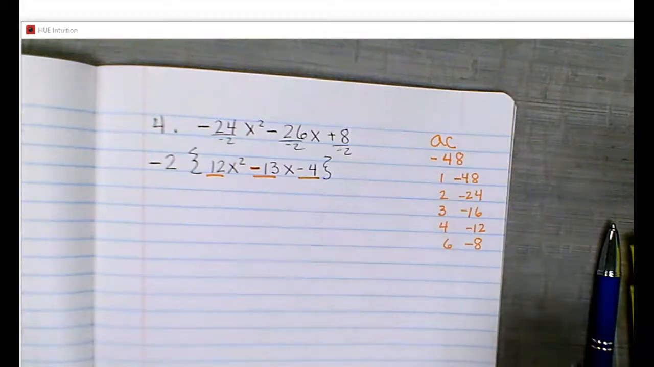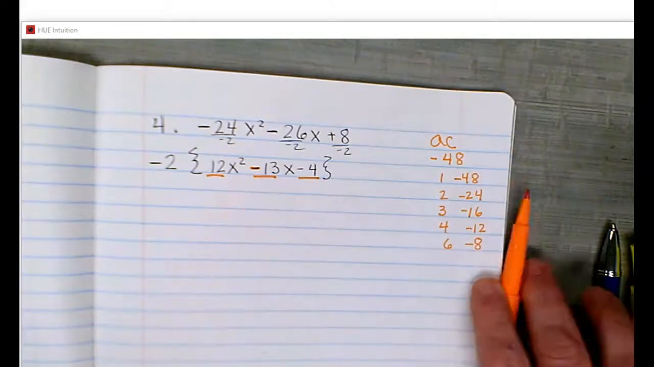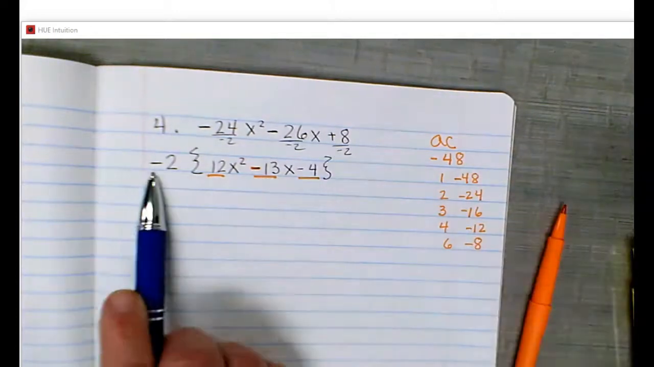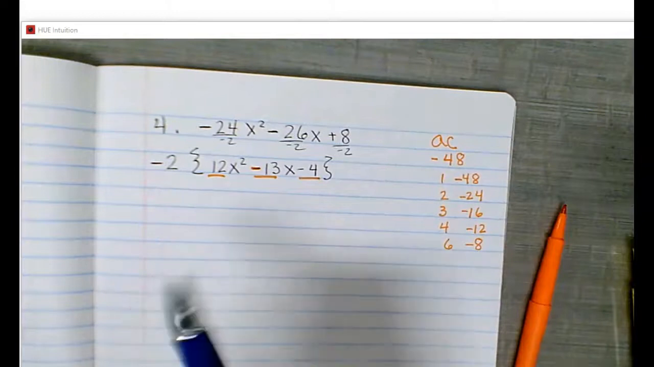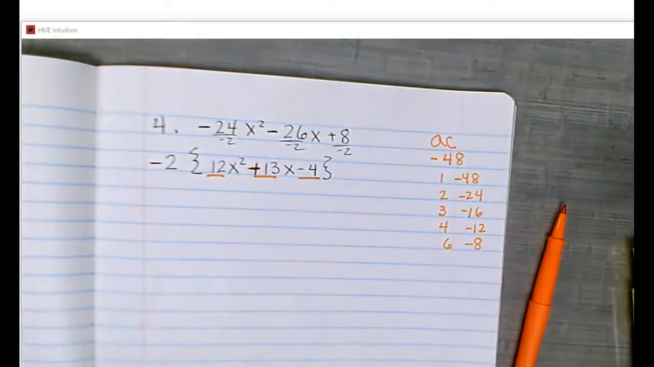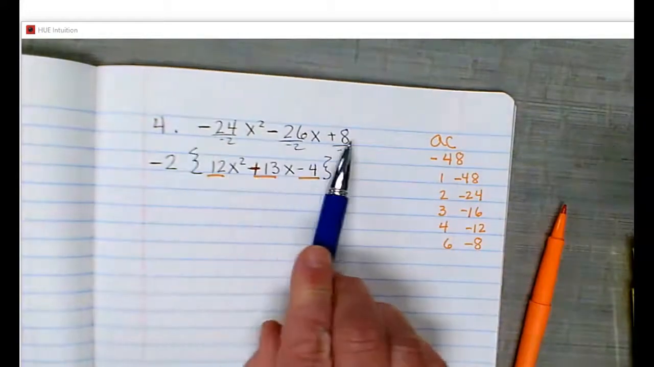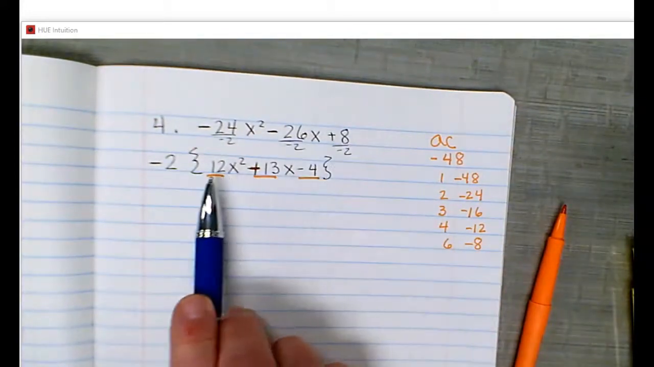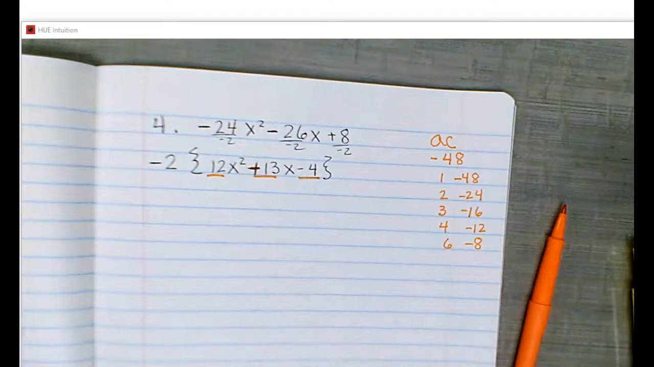Oh, what did I factor out? I factored out a negative 2. So what kind of 13 should this be? So this was negative, negative, positive. So it should be positive, positive, negative. Okay, now I got my sign mistake fixed.